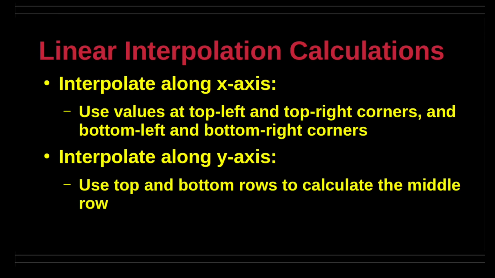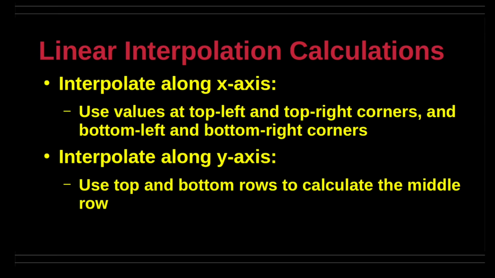Calculate weights. Determine the relative distances of the target pixel to each of the 4 corner pixels. These distances will be used as weights for the interpolation. Interpolate along rows. Perform linear interpolation between the top 2 pixels and the bottom 2 pixels. Interpolate along columns. Perform linear interpolation between the 2 interpolated values from the previous step.